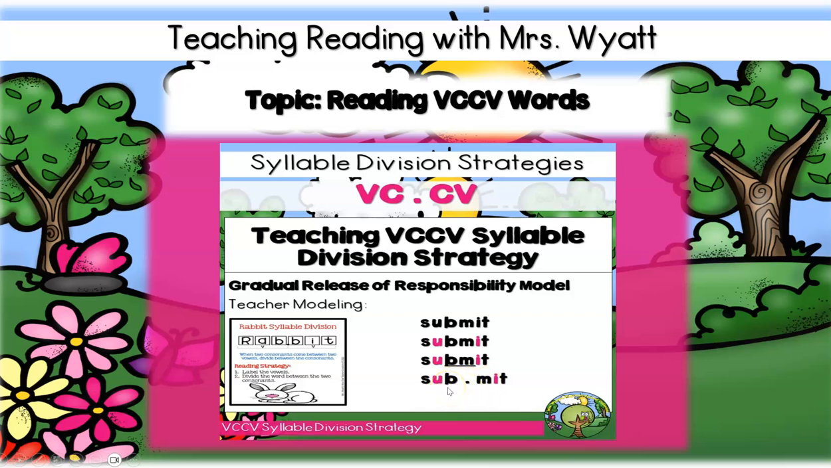So this first syllable is closed because that B is closing in this vowel. So that vowel is going to say uh. So sub. And then the second syllable, we also have a closed syllable because that consonant is closing in that vowel. So that vowel is going to say I. So mit. So the word is submit.